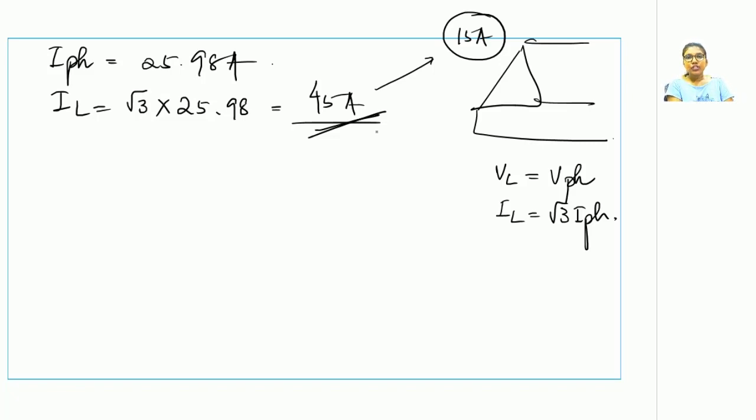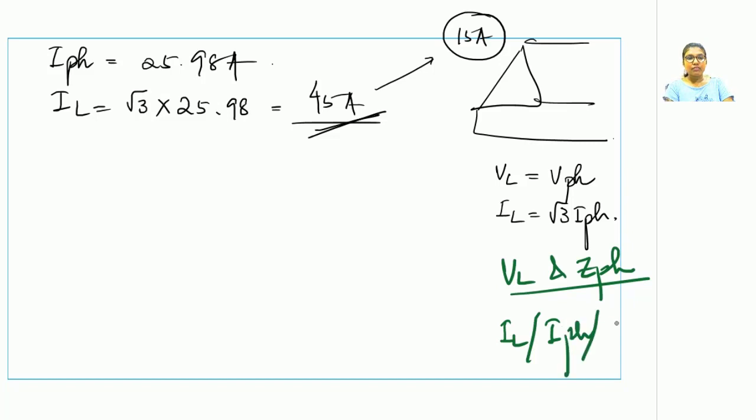The moment the connection changes, only two parameters shall remain the same, and they are VL and Z phase. Any rest parameter that comes into the picture, whether it is IL, I phase, V phase, all types of powers, they are bound to change. So with this we have obtained the second bit as well.